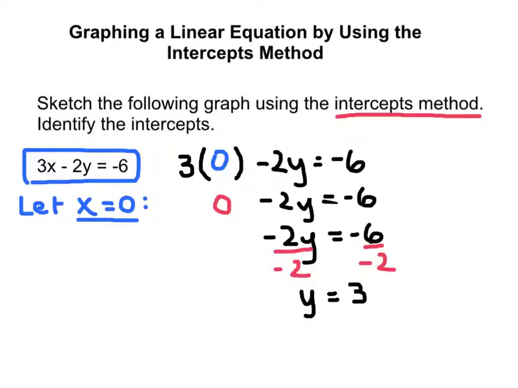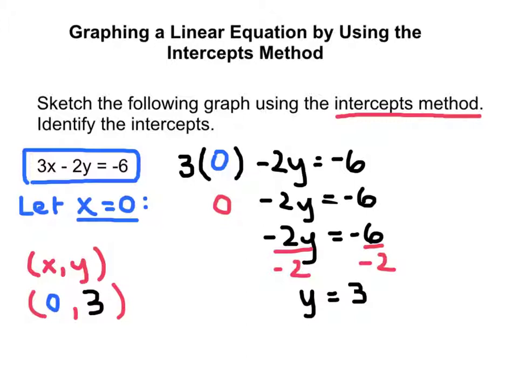If this is about plotting points, we want to notice that we let x equal 0 and got y equals 3. I always like to finish this part of the problem by rewriting the ordered pair that I just found. Remember, x always comes before y in the ordered pair. So we got x equals 0 and y equals 3, and that's going to be one of our ordered pairs that we will be plotting.